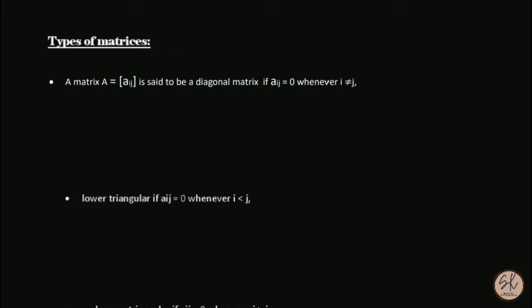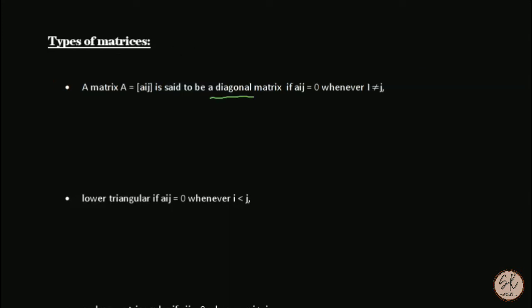So let us get back to our topic, that is types of matrices. The first type of matrix is the diagonal matrix. Now here Aij is equal to 0 whenever i is not equal to j.